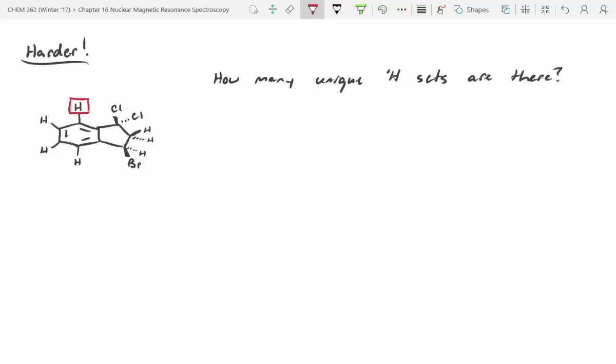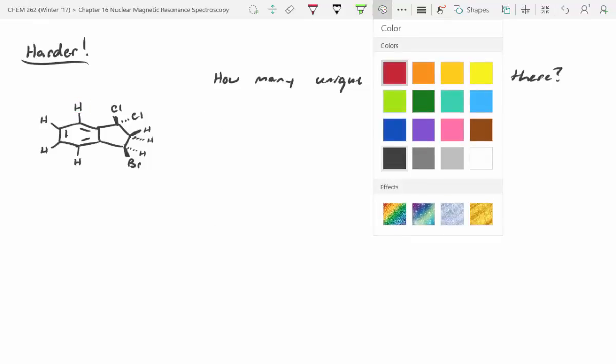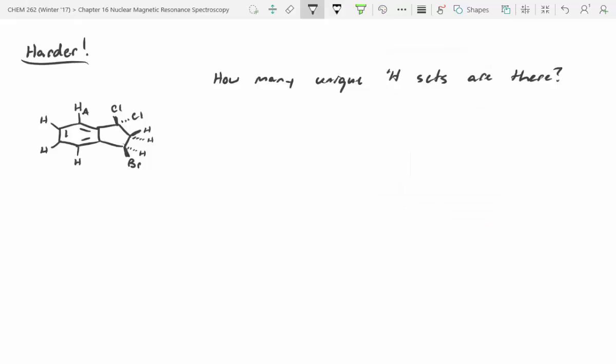Is that red proton the same as the proton on the underside of the ring? Why not? Bromine. Yeah, if we look at that top proton, it is closest to the chlorine. If we look at the bottom proton, it is closest to the bromine. They're not in the same chemical environment. So oftentimes when I'm labeling these, I like to use a really simple scheme where I label this one HA. And we know HA is different from HB.